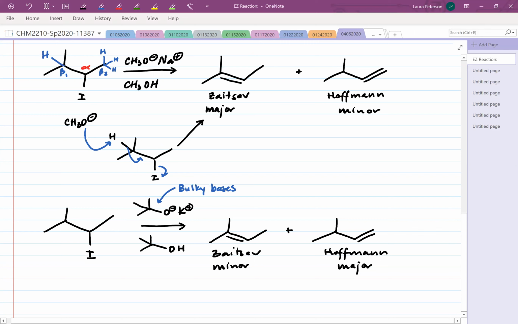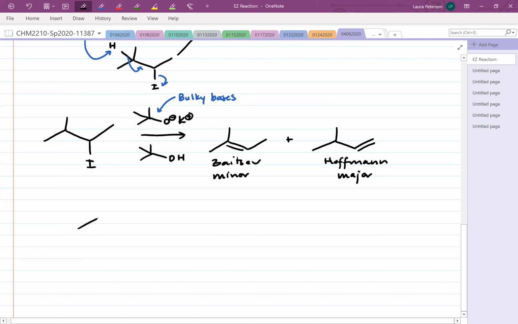Okay, so let's try to rationalize why there is a regioselectivity difference between methoxide and tert-butoxide. Okay, so let's think about that bulky base, potassium tert-butoxide. Okay, it's a bulky base, right? So its ability to access a beta hydrogen is limited, right? So the speed at which it can approach a certain beta hydrogen is dependent on the steric environment of that beta hydrogen. Okay, so if we were to draw our starting material again and fill in those two hydrogens that we had referred to at the two beta positions.